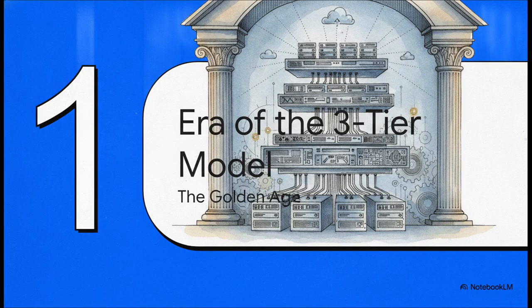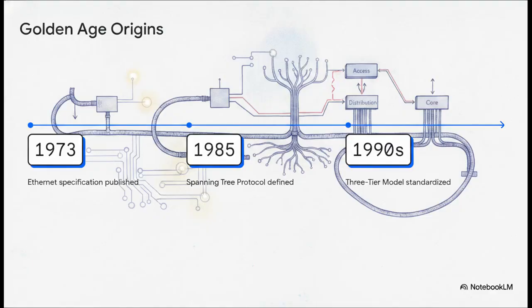All right, part 1, era of the three-tier model. Now, before we can really understand why this architecture failed, we need to respect the brilliant engineering that actually built it. To grasp this, we kind of have to rewind the clock a bit. Back in 1973, Robert Metcalfe and David Boggs at Xerox PARC published the foundational spec for Ethernet. And the elegance of it was really in its simplicity, right? Any node could transmit when the wire was idle.